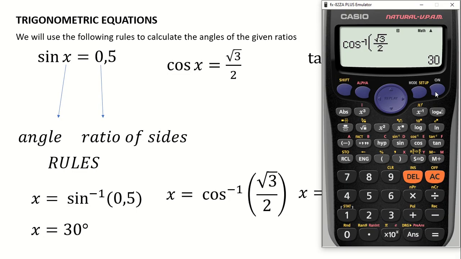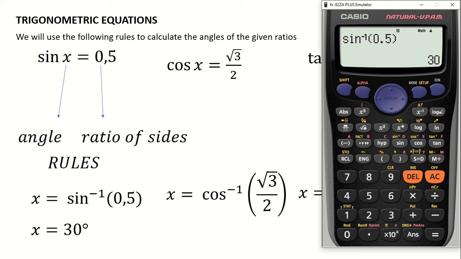Now I'm going to show you guys how to get this 30. Use the calculator. Basically, for the first one you're going to press shift, and then arc sine is over here, and I'm going to type in 0,5, close my brackets and press the equal sign. That's how I got 30. Please guys, when you find the angle, it must always be in degrees, so make sure that it's always written as a degree.